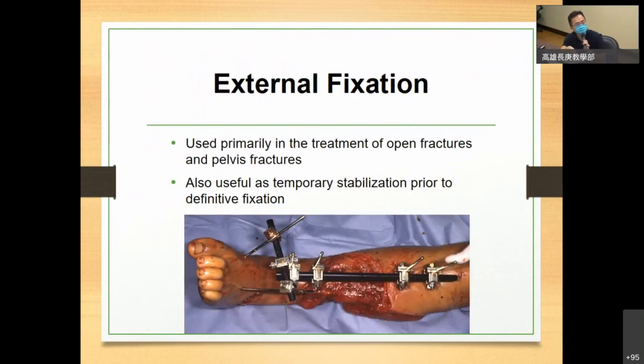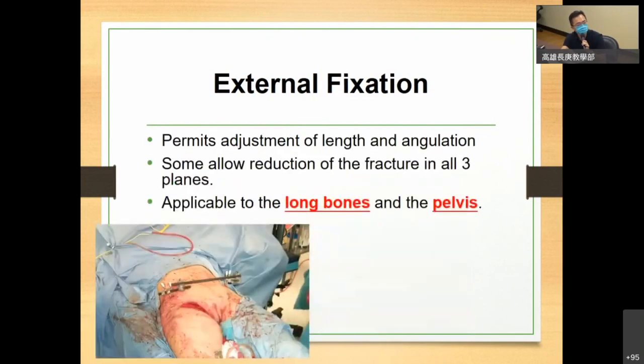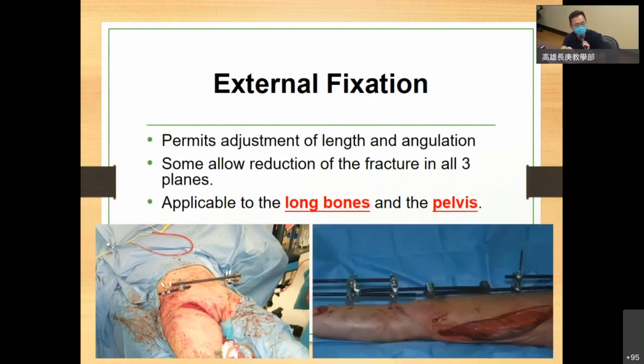Just like this, if the patient has a fracture with massive skin defect and poor soft tissue coverage, we cannot use internal fixation immediately because of the high risk of post-op infection. So we can temporarily fix the bone with external fixation. And if a patient has a peripheral fracture but with massive bleeding and multiple internal organ injury, we can use external fixation for damage control.